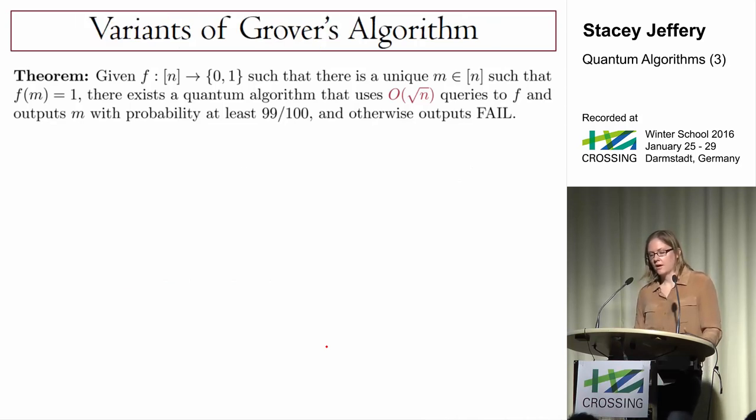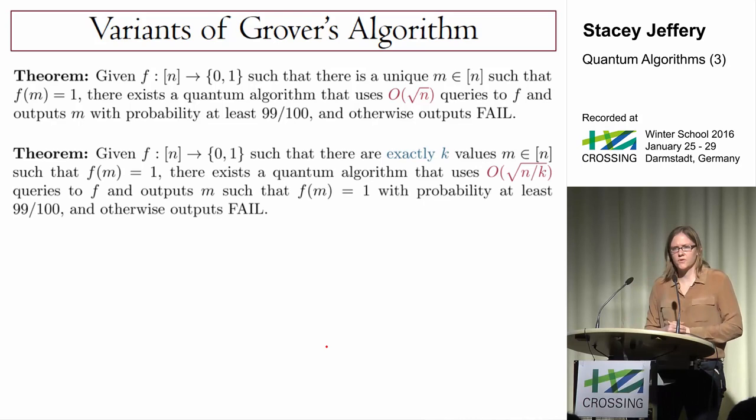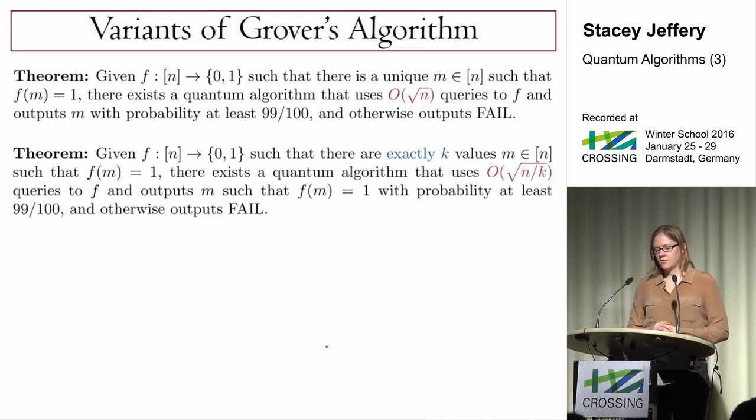Okay, but as I started saying, we don't need to assume that the marked element is unique. We could have proven, using virtually the same argument, that given any black box f where there are exactly k marked values, we could use Grover's algorithm with t set to big O of the square root of n over k, and that would find us a marked element with constant probability. It shouldn't be too surprising that if there are more marked elements, it's easier to find one. So if we had done this analysis without assuming a unique marked element, we would have required t to be big O of the square root of n over k. This is for the case where we know that there are exactly k values that are marked.